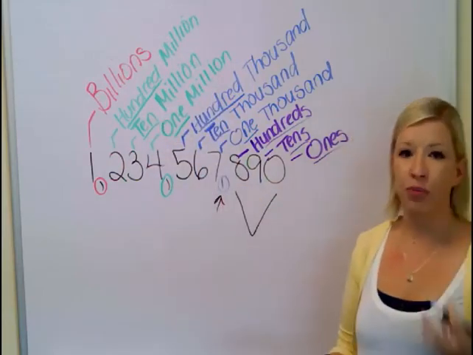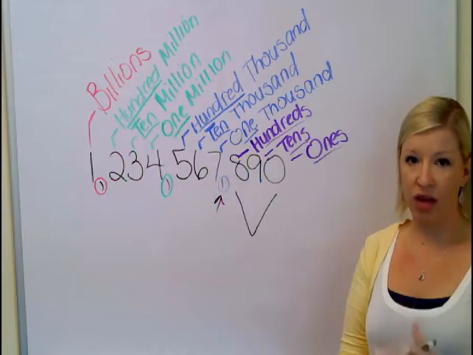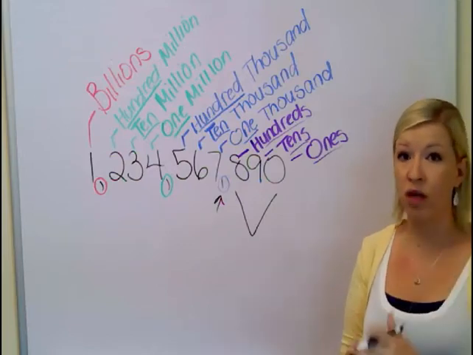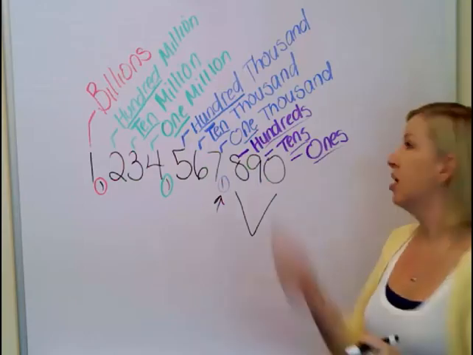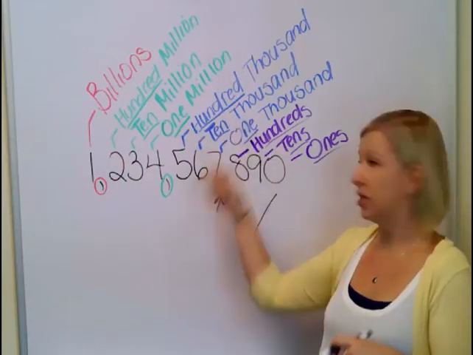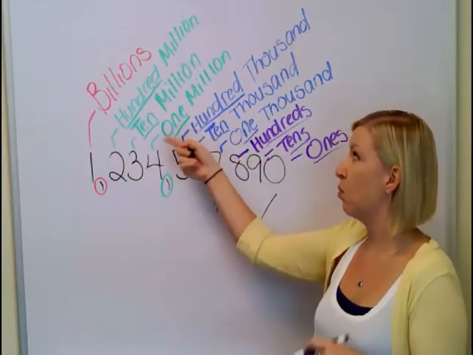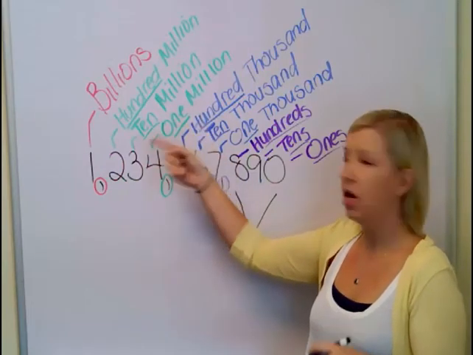Place values repeat. It's always ones, tens, hundreds, and then a name change. Ones, tens, hundreds, change the name to thousands. 1,000, 10,000, 100,000, name change to millions. 1 million, 10 million, 100 million.